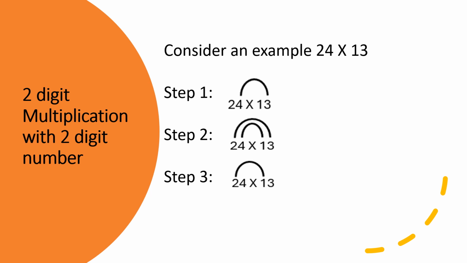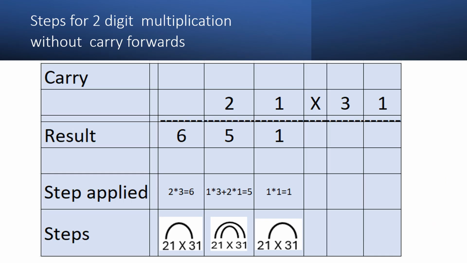Here you can see in these three steps the first pair is from the rightmost digit to the rightmost digit as one pair. Then in the second step we will be using two digits to two digits, forming two pairs, and in the third step it is one pair at the last. This is an example without carry forwards.